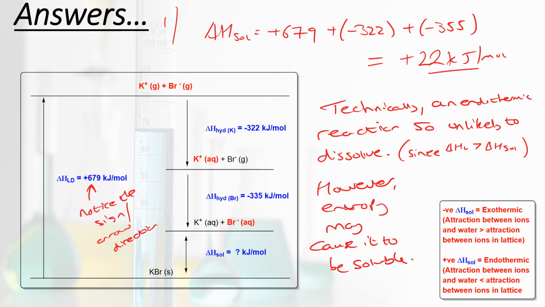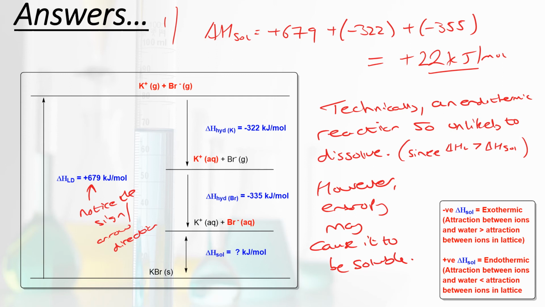So to calculate this value, we need to draw out our Born-Haber cycle. Again, I'm going to start off by drawing my KBr, my solid ionic compound, at the bottom here. Then I'm going to think about the steps I need to dissolve this. So I need to break up the ionic lattice. That's our lattice dissociation enthalpy. And I need to then hydrate the separate ions. So hydrate the potassium ion, hydrate the bromide ion. And this will be the same thing as just doing the solvation enthalpy. Remember, our solvation enthalpy is going from the solid ionic compound to the aqueous ions.